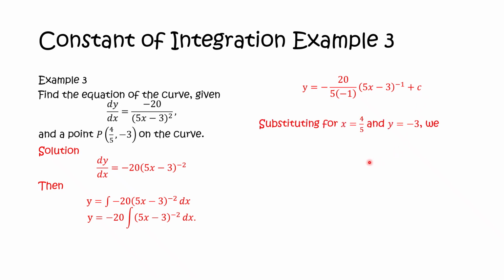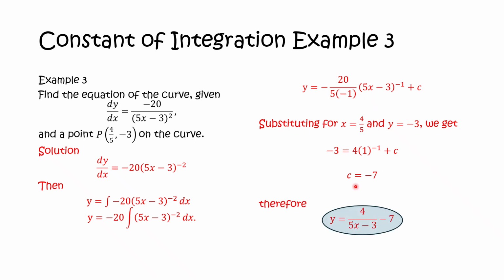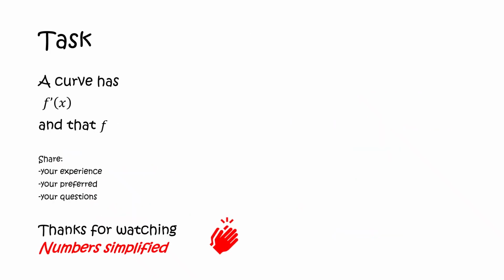We simplify. Perhaps before we simplify, let's find the value of c by substituting for the x coordinate and the y coordinate so that we get our c to be a negative 7. So with the c being a negative 7 and also reverting back to the form of a fraction, we are going to have y is equal to 4 over (5x - 3) minus 7 as our final answer.